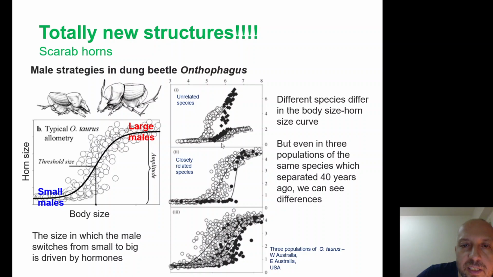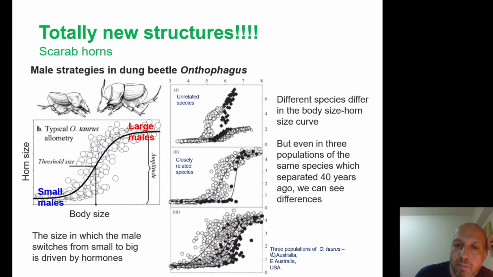In this species, the change is somewhere here, but there's actually a very small difference between the big male and small male. And in this black species, the change is somewhere at this body size, and there's a big difference between the big male and small male, right? So different species actually have this curve quite different. It is somehow regulated by hormones, what happens with the larva based on its size. If we take closer related species, it will naturally be more similar, right? But still different. You can see that the black one here still has a slightly different size when the change between the small and big male happens. What is even crazier is the last graph. The last graph shows three populations of the same species.